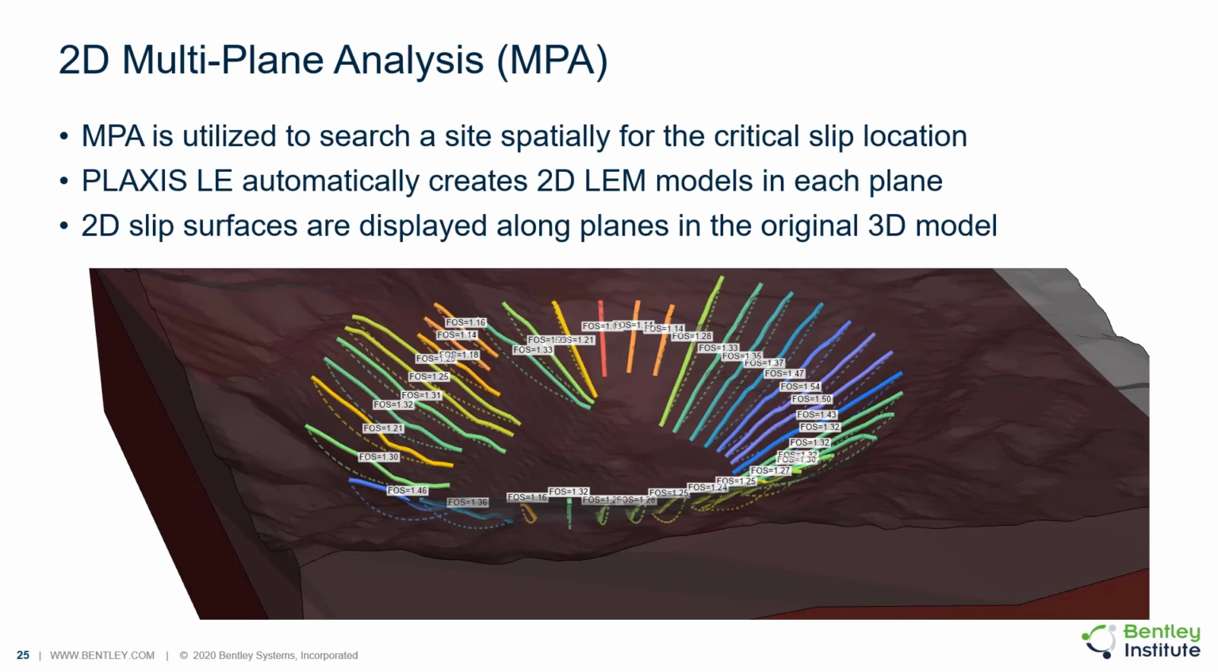An important aspect of searching for a critical slip surface is searching spatially in the context of a 3D site plan. It is possible to search for a critical 2D section within the context of a larger site. This functionality is termed a multiplane analysis in PLAXIS LE software. The analysis is easy to set up and planes are automatically created perpendicular to the most downslope direction at the site. Each plane is a comprehensive 2D limit equilibrium analysis. After all the analyses are run, the 2D slip surfaces are displayed along the critical planes in the context of the original 3D model.